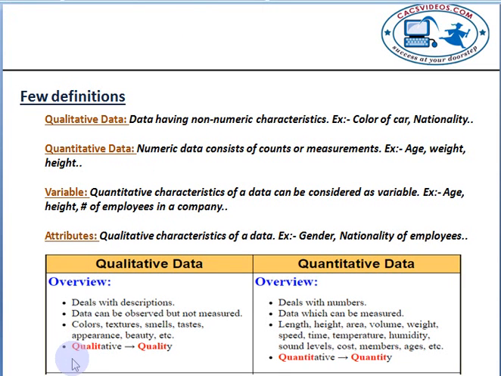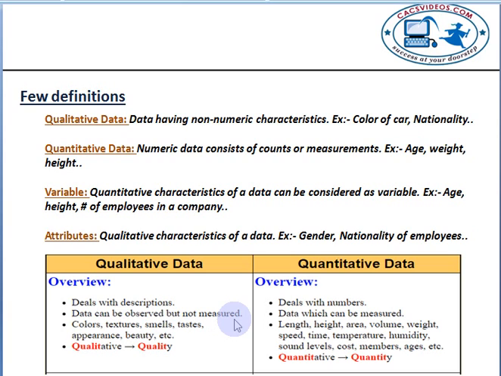Now before moving on to the next slide, we'll discuss a few terms. Data could be qualitative data or quantitative data. What do you mean by qualitative data? This word qualitative is derived from the word quality. So data which deals with quality, with description, is called qualitative data, which can be observed but cannot be measured. For example, the color of a car.